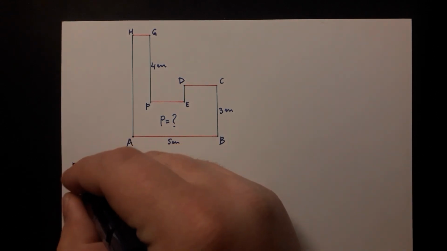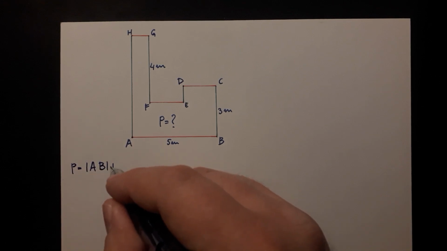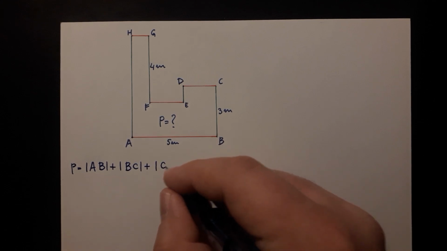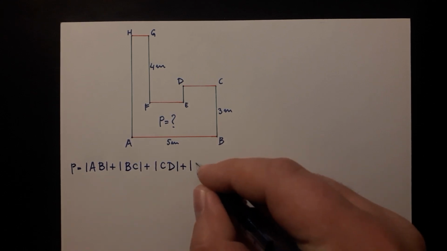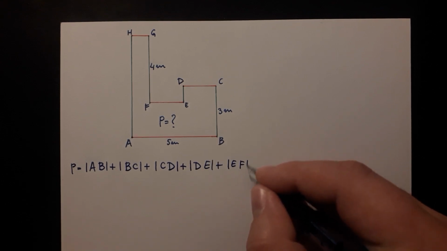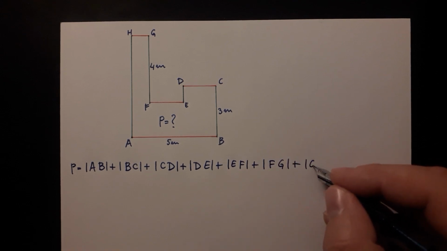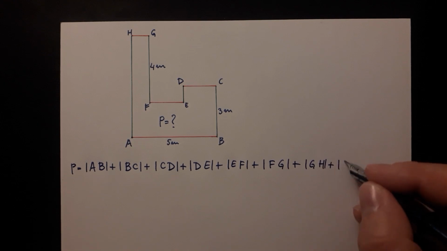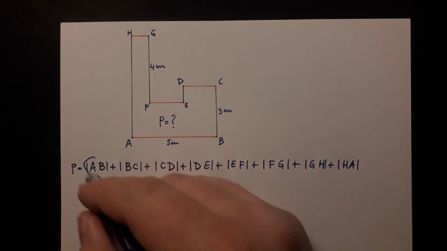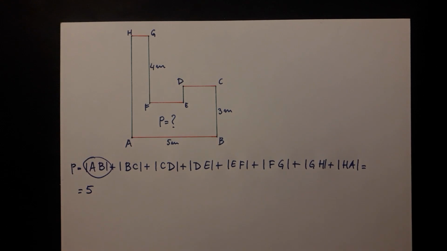The perimeter is the sum of all the sides. So the length of AB plus the length of BC plus the length of CD plus the length of DE plus the length of EF plus the length of FG plus the length of GH plus the length of HA. We see that the length of AB is equal to 5 meters, so we are going to use that immediately.